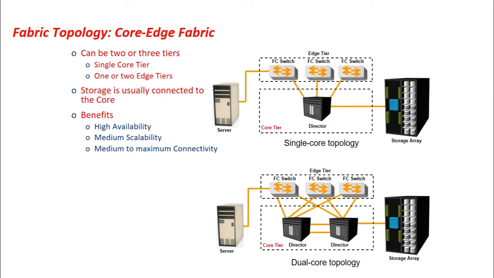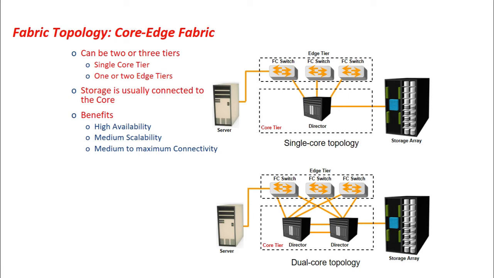So this topology has different variations such as single core topology, dual core topology and so on, depending upon the number of directors used at the core tier. To transform a single core topology to dual core, new interswitch links are created to connect each edge switch to the new core switch in the fabric. As shown in this diagram, whenever you add a new director, new interswitch links should be created between the existing switches at the edge tier as well as the directors present at the core tier.